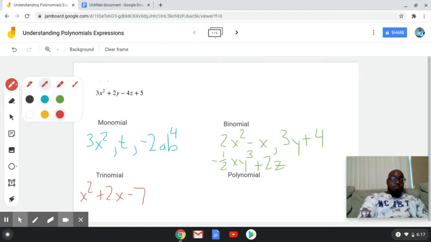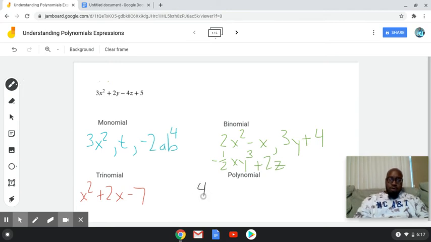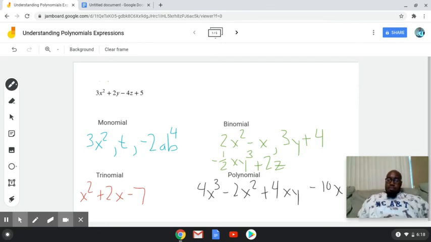The polynomial, or what we call a classic polynomial, is anything that has 4 terms and more. Okay. And they can be kind of hairy sometimes. So we can start off with something simple, such as 4x to the third minus 2x squared plus 4xy minus 10x. Okay. Now, like I said, it can get more hairy than that, but that's just one example I want to show you.